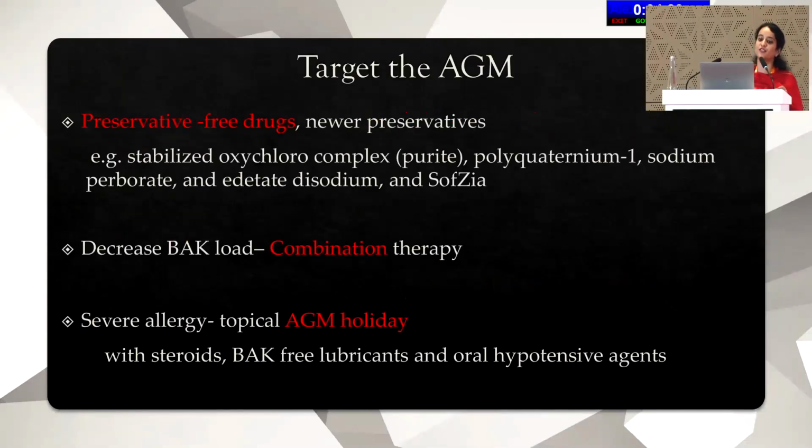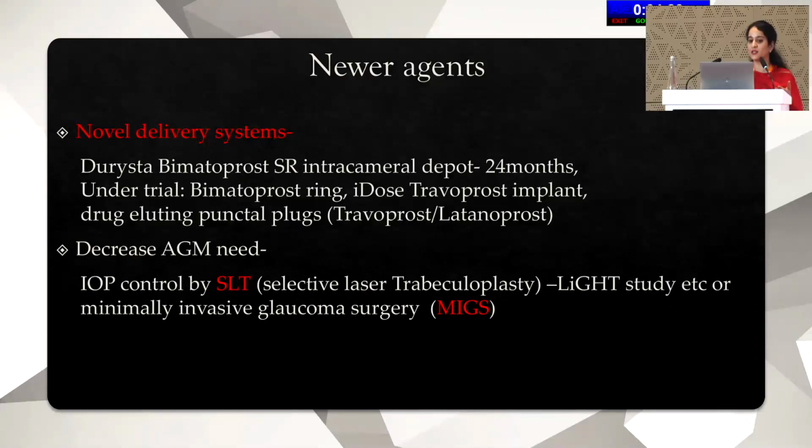Also target the medication. Use a preservative-free drug. We've been talking about Purite, Sofzia for the longest time. Decrease the backload, which means switch to a combination therapy. And if there's a severe allergy, go for an AGM holiday. Stop it and switch to oral medication for a while and use steroids for the conjunctiva to heal.